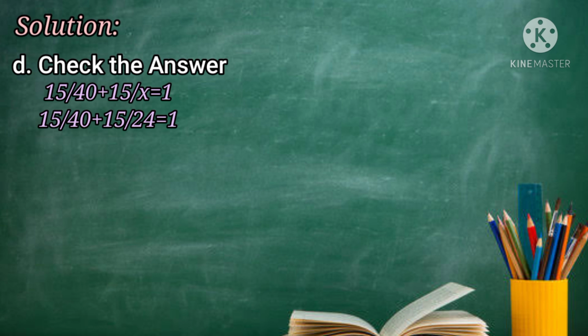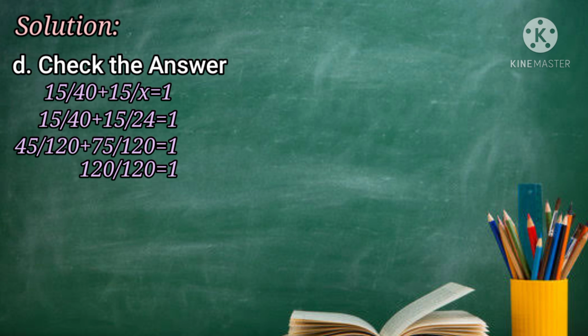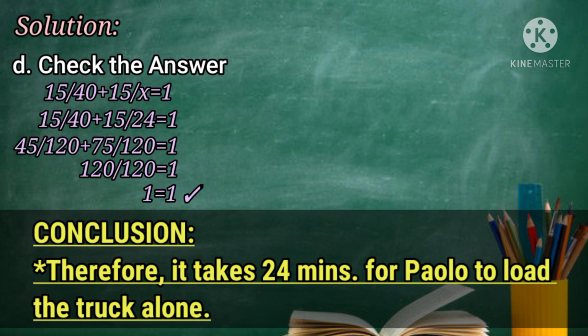Solving this, we have to find the LCD, which is 120. So 45 plus 75 over 120 is equal to 1. So we have now 120 over 120 is equal to 1, which finally leads to our answer, which is 1 in both sides. Since our x is equal to 24, therefore it takes 24 minutes for Paulo to load the truck alone.